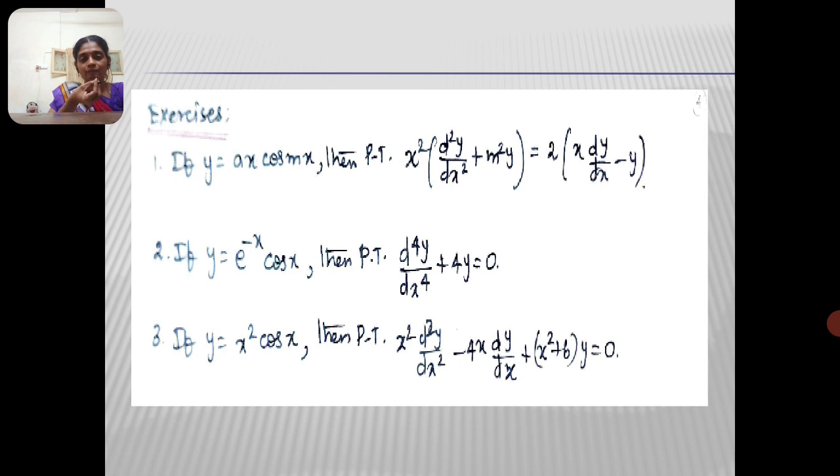In the second problem, it is given as y equal to e^(−x) cos x. Then we have to prove d⁴y/dx⁴ plus 4y equal to 0. So we have to differentiate y four times, then we arrive at the answer. The third problem, if y equal to x² cos x, then we have to prove x² d²y/dx² minus 4x dy/dx plus (x² plus 6) y equal to 0. So differentiate y twice, we arrive at this answer.